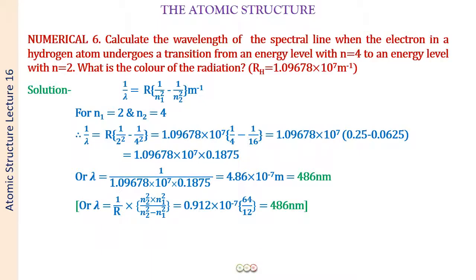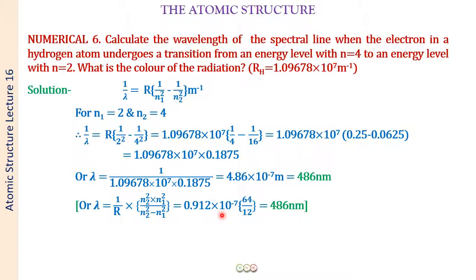We have 1/R value to be 0.912 into 10 power minus 7. Difficult to remember? No, it is not. Actually, this is 912 Angstrom. An easy number to remember. If you remember this, your calculations become easy. So we have 1/R to be 912 Angstrom or 0.912 into 10 power minus 7, because that is what you are doing over here.